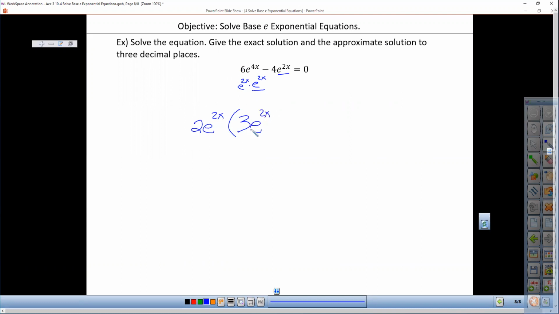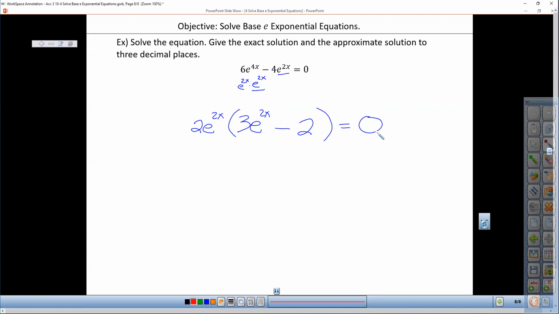Always a good idea to double check your GCF factoring, especially when it's complex like this, to make sure that you're getting 6e to the 4x. And we are. 2 times 3 is 6. E to the 2x times e to the 2x, we would add the exponents: 2x plus 2x is our 4x. Minus 4 divided by 2 is 2. And e to the 2x divided by itself is 1, so we just get a minus 2 there. 2 times our minus 2, that's our negative 4, e to the 2x equals 0.